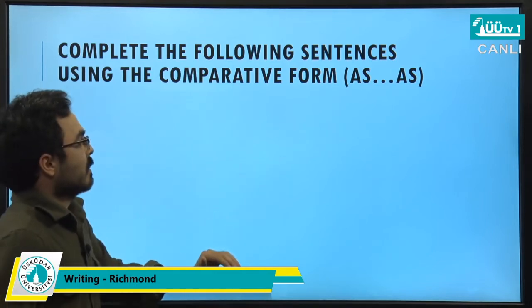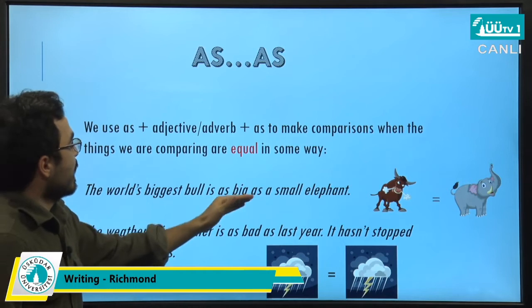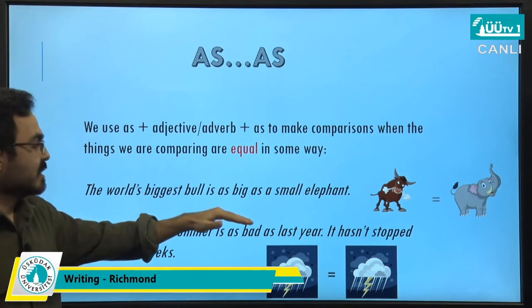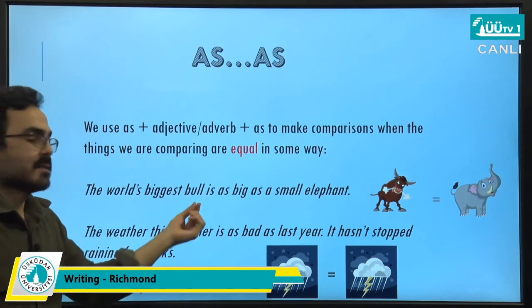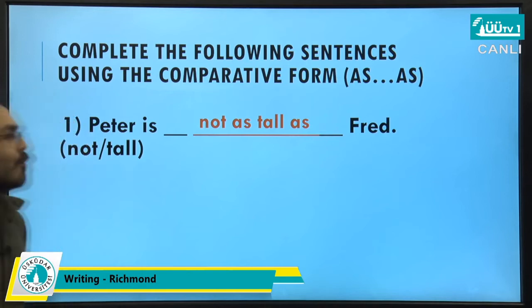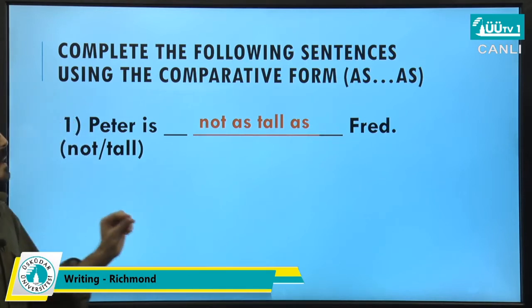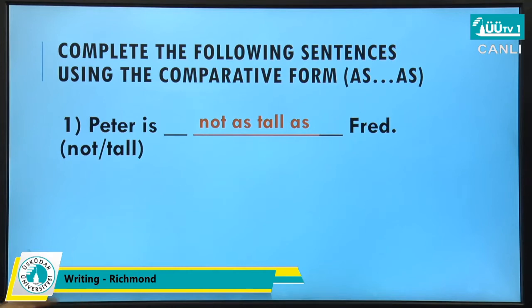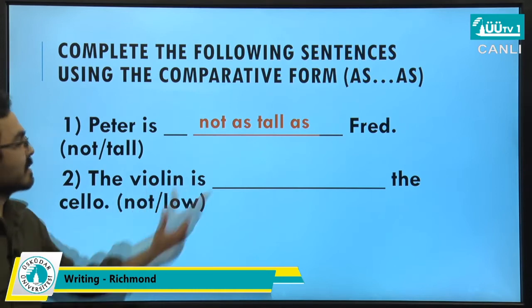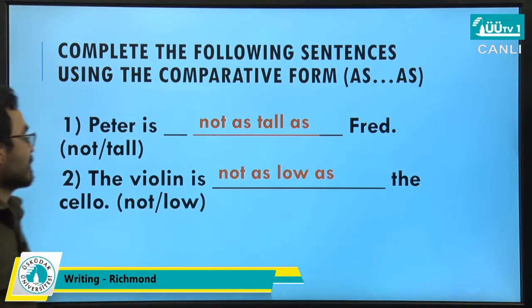So, as I said, let's go back. As big as, right? As big as a small elephant. I need my adjective between these two "as," right? As big as. Here, the answer is not as tall as, right? Peter is not as tall as Fred. No equality here. And the violin is the cello, not low, we have. So, my adjective is low here. So, not as low as the cello, right?